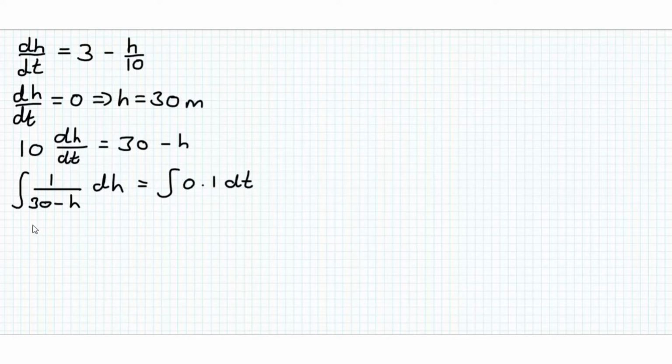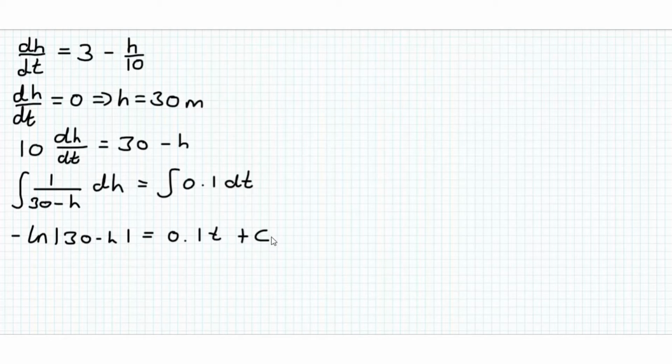Now, if you do need to see any of these techniques for separable differential equations, there will be a card up here. In the last video we did some examples explaining this a little bit more in depth, but this integrates to minus ln of the modulus of 30 minus h, and this is equal to 0.1 t plus c.